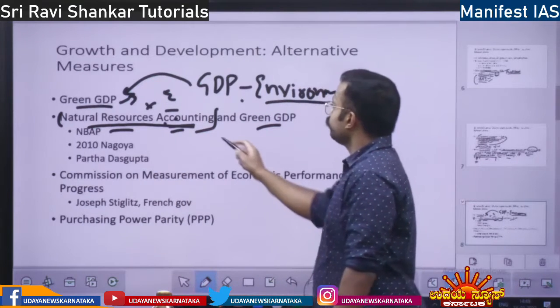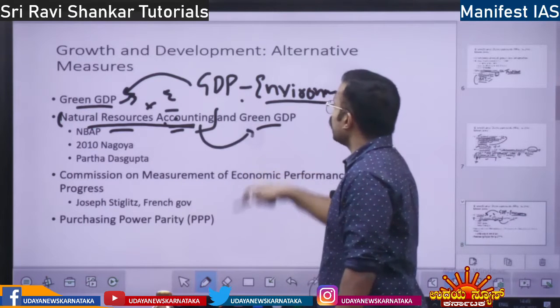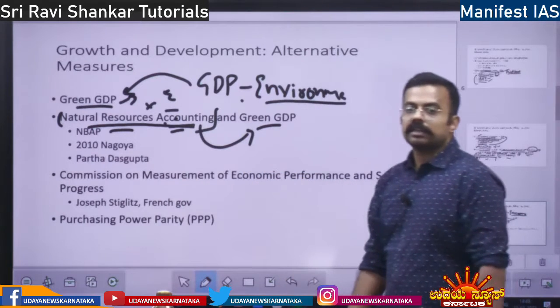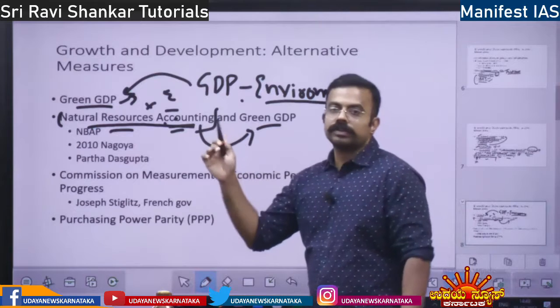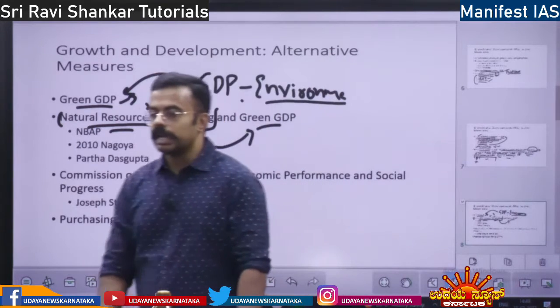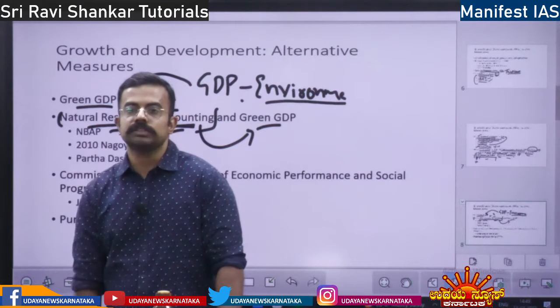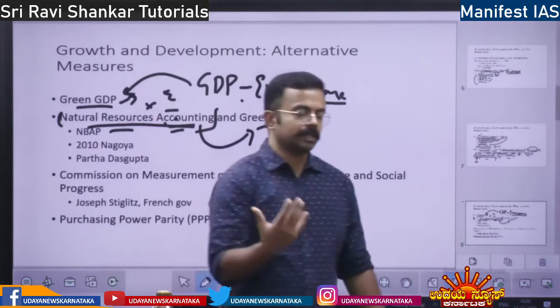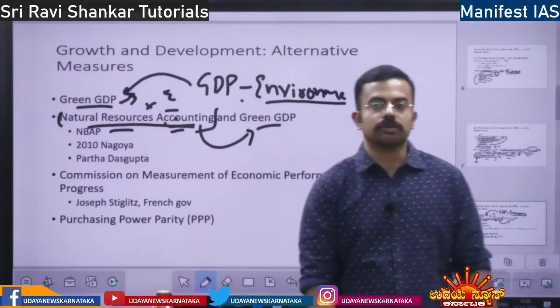So if we measure, then only we can calculate the green GDP. For example, sunlight is valued at some 10 crores, right? Clean water is valued at some 50 crores.